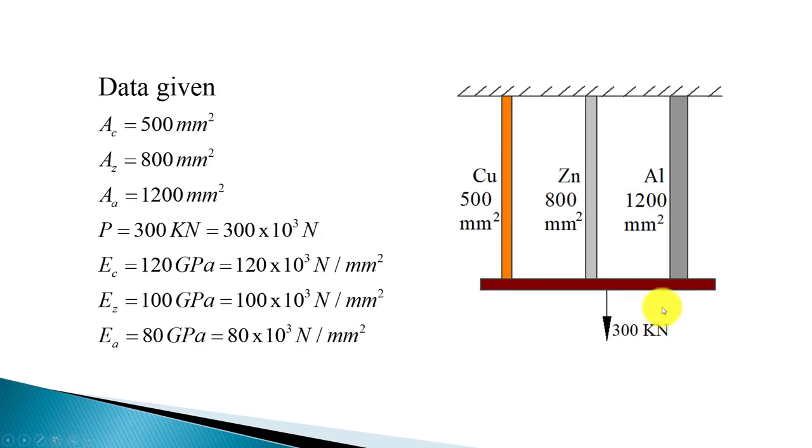These are the given data. Area of copper is 500 mm square. Area of cross section of zinc is 800 mm square and for aluminum it is 1200 mm square. The downward load is 300 kN, that is 300 into 10 raised to 3 Newton, and Young's modulus of copper is 120 GPa, so that is 120 into 10 raised to 3 Newton per mm square. Similarly, EZ is 100 GPa and EA is 80 GPa, so we can convert into Newton per mm square.